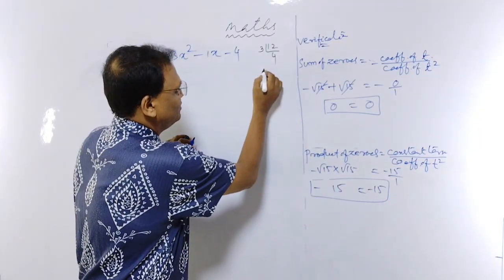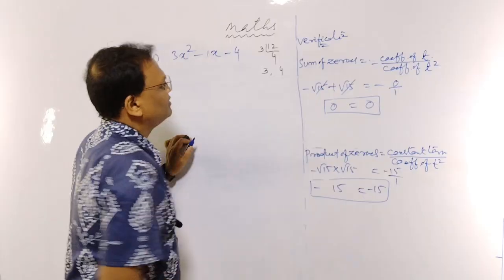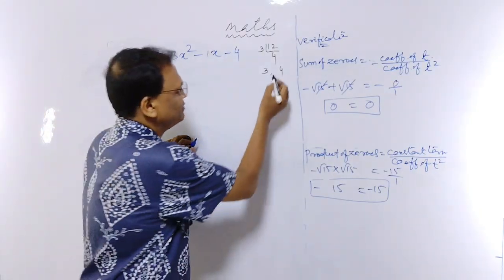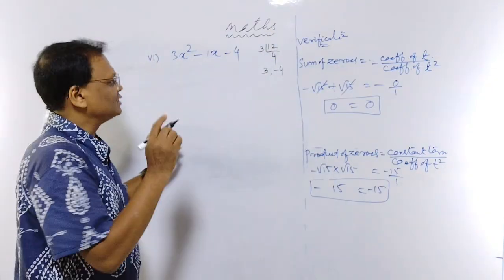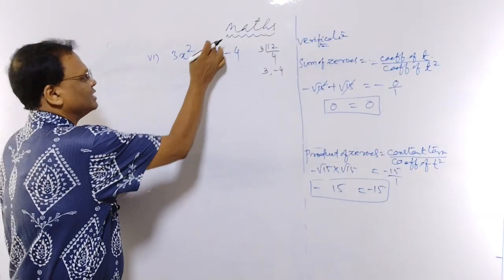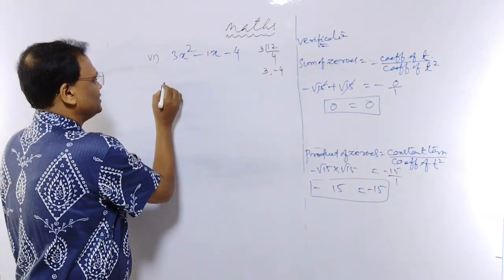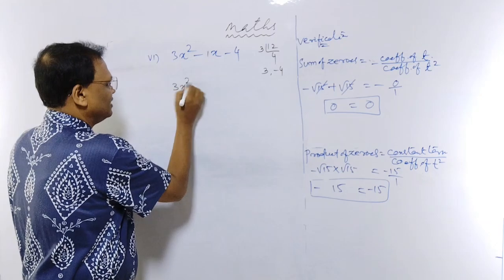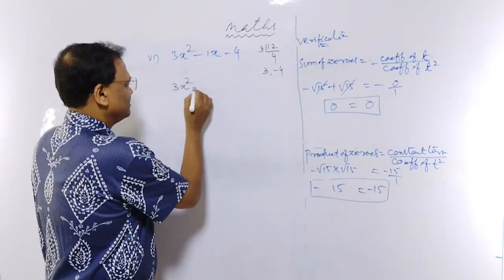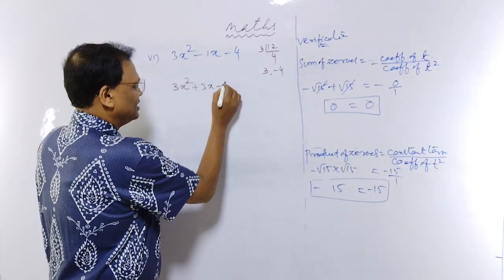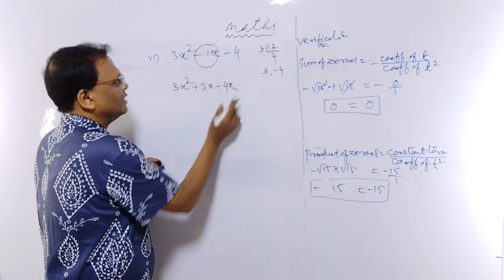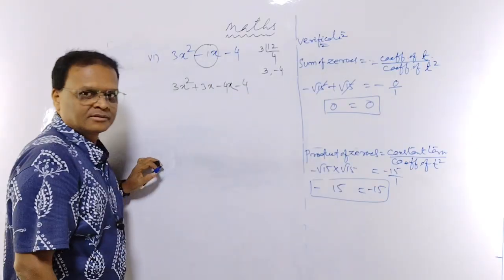So how to write these two numbers so that if I add, my answer will be minus 1? Obviously 1 is 3 and 1 is minus 4. And these two are my required numbers for splitting. So 3x square, instead of minus 1x, I must write those two: plus 3x minus 4x, and minus 4 as it is.